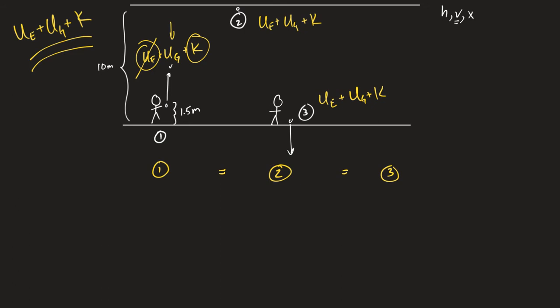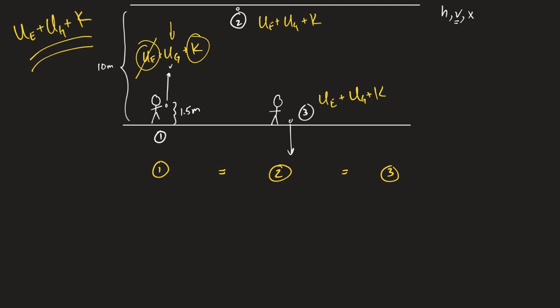We talk about gravitational potential energy as it relates to the object's change in height. From comparing state 1 to state 2, the object's at its lowest point. I could say it has no gravitational potential energy.